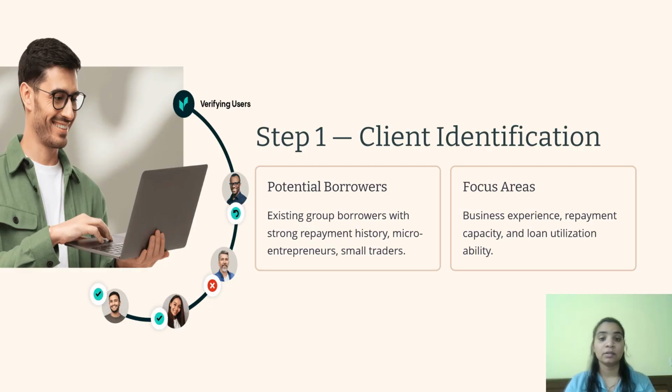The first step in the operational process is identifying potential borrowers. These may include group borrowers who have demonstrated strong repayment behavior, as well as new applicants such as micro entrepreneurs and small traders. During this stage, the institution evaluates factors such as business experience, repayment capacity, and the borrower's ability to utilize the loan effectively for a productive purpose. So here we identify the client, in short.